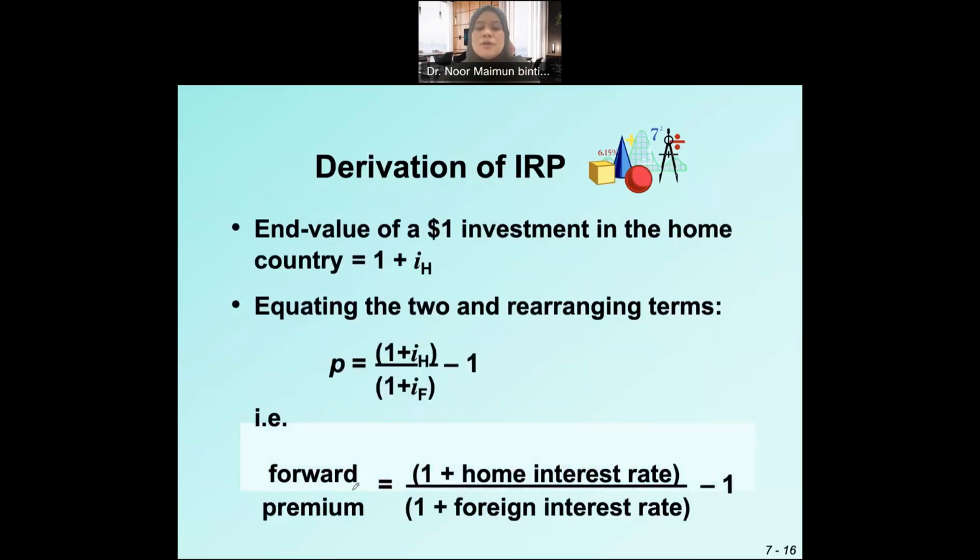All right, so how are you going to calculate the forward premium? It is 1 plus the home interest rate, divided by 1 plus the foreign interest rate, minus 1. So this is how you calculate the forward premium.